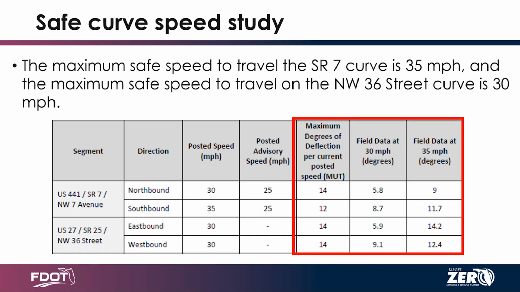Just because of all the curves of the intersection, they also examined if the set speeds for those curves were appropriate. Luckily, it was determined that the advisory speed that had been posted was less than the maximum safe speed to travel those curves. So what had been posted out in the field is appropriate, and there's no recommendation for any changes there.